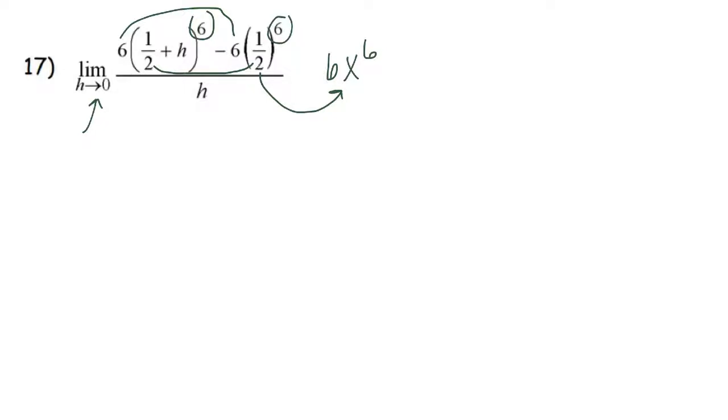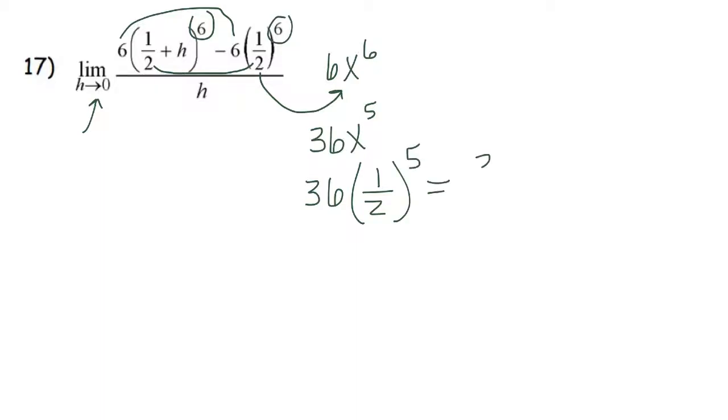So let's do our derivative. So that's going to be 36x to the 5th. And remember, that means we do need to plug in a 1/2. So that's 36 times 1/2 to the 5th. So 1/2 to the 5th is 1/32. So I have 36 over 32, which is, let's see, I can divide 4 out of both. So 9/8.